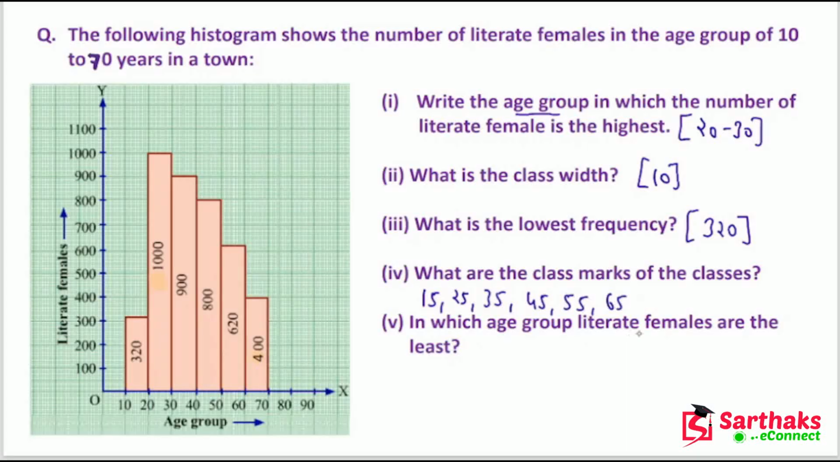Now in which age group are literate females the least? You can clearly see the lowest frequency is for age group 10 to 20, which we have answered in the third part. So 10 to 20 is the age group for which we have the least number of literate females. So in this way you can solve this question. These types of questions are very common and very easy to do.